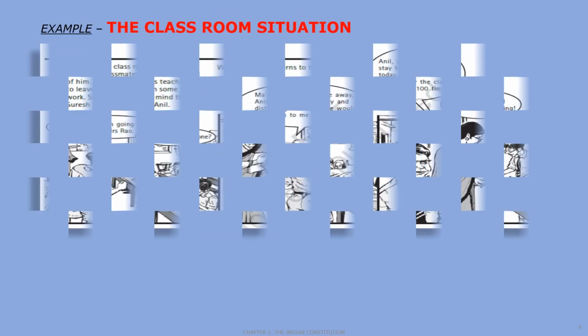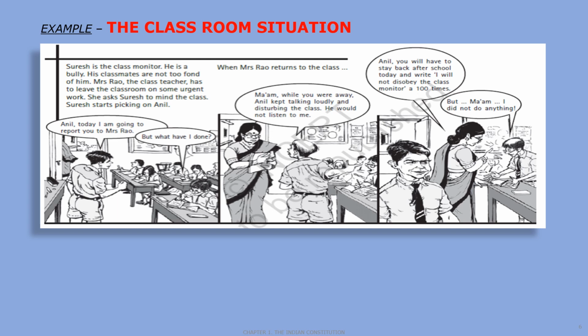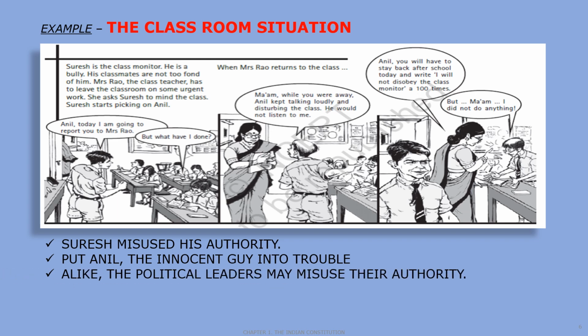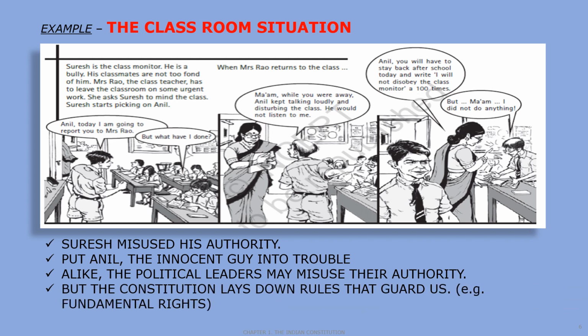We can take the example of a classroom situation to understand this point. Here, Suresh, the class monitor, misused his authority and put Anil, the innocent guy, into trouble. Like that, political leaders may misuse their authority. But the constitution is always there to guard us through fundamental rights.